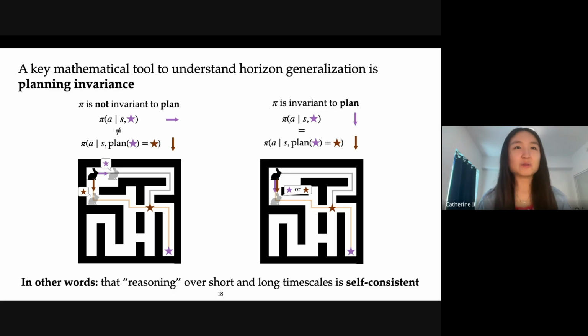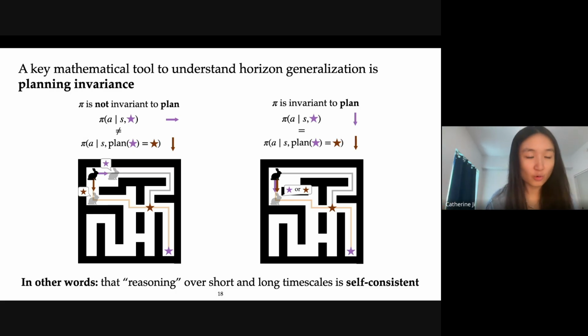So this sounds like a lot of words. Oh, Raul, I see your question. I'll address it right after I go over these figures. That's a lot of words, but I think this idea is most clear graphically. So as an example, we can consider the task of maze navigation. On the left, the output action, if we condition on the long horizon purple star goal, is to go right. However, the output action when we condition on an optimal intermediate waypoint, the brown star, is going to be down. These two actions are not equivalent, and therefore the policy is not planning invariant.